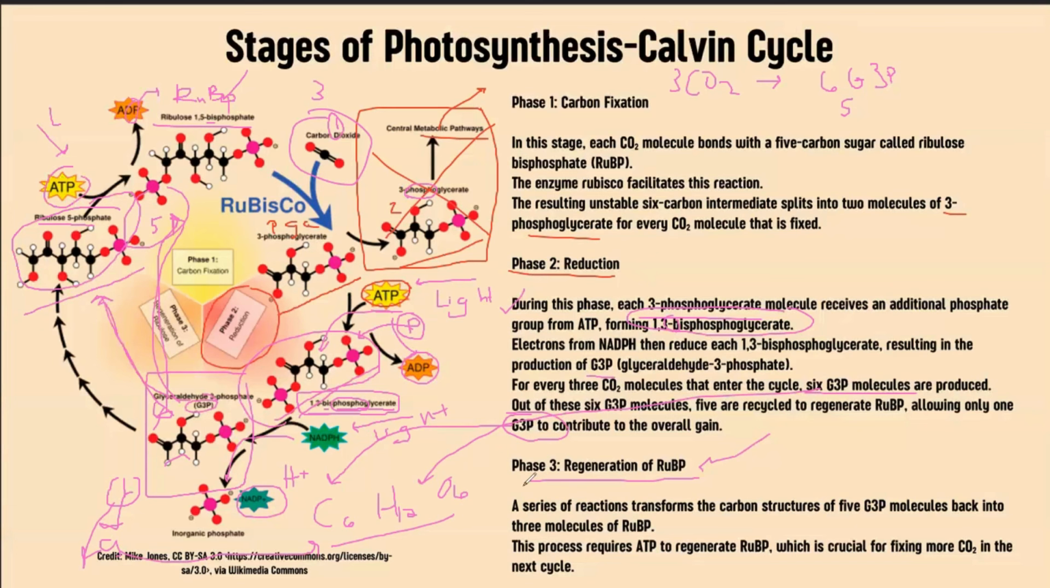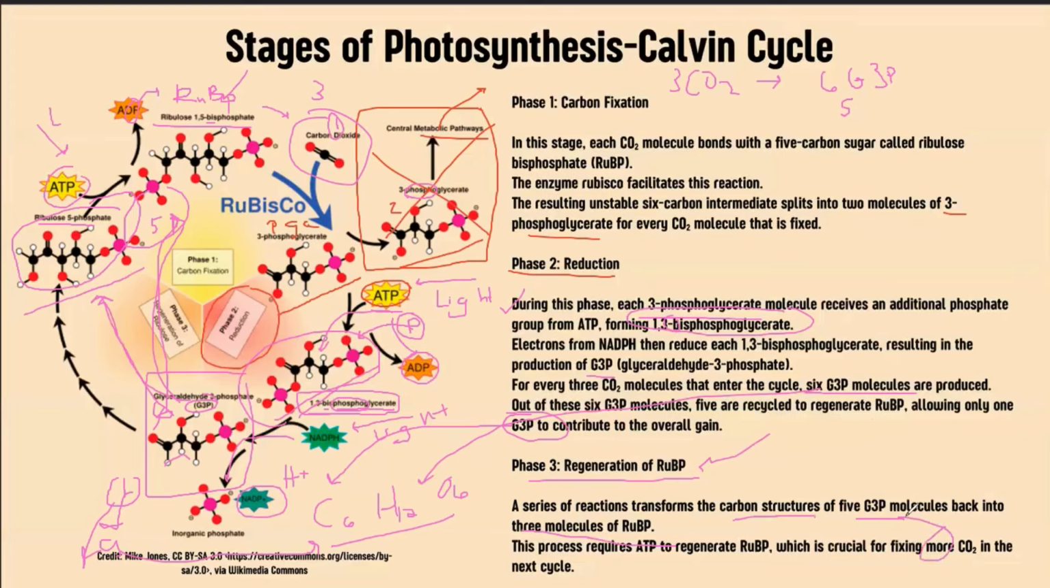So in regeneration, the final step, you're basically taking the carbon structure of the 5 G3Ps and you're turning them back into the 3 molecules of RuBP. So this process requires the ATP to regenerate into RuBP, which is crucial for the next step in starting the cycle again to fix more CO2.